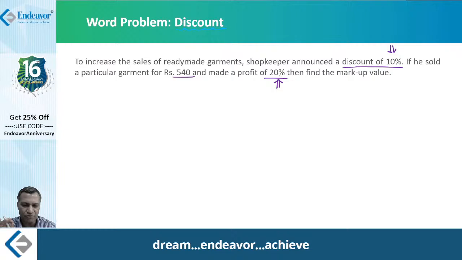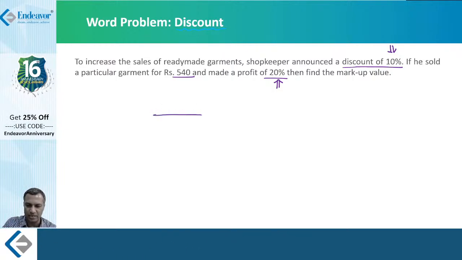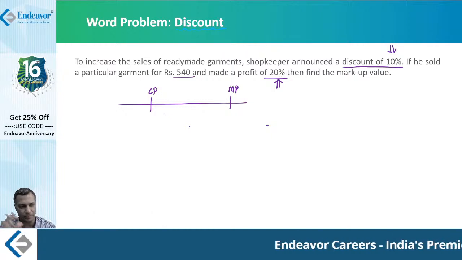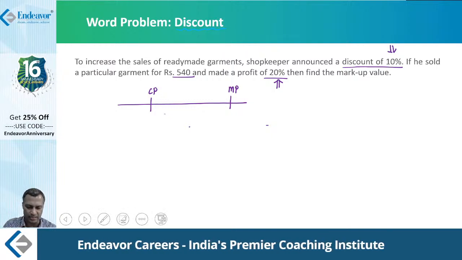Now look at this. After giving a discount, where do you reach? Selling price. Let me depict it on a number line for clarity's sake. Somewhere here is the cost price. Somewhere here is the mark price. You bought the item at some price called the cost price, and then you marked it up to somewhere called the mark price.